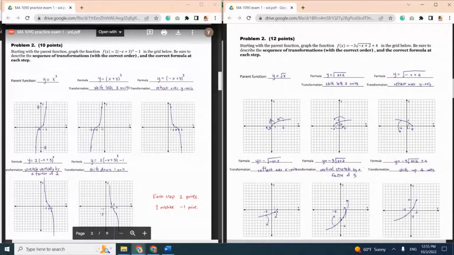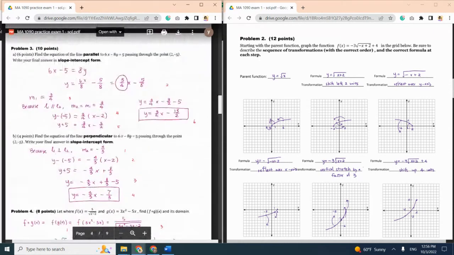We follow the order. What's the first one? Shift left or right. Second one, we reflect over the y-axis. The third one, we reflect over the x-axis. And vertical stretch, right? The last one, shift up and down. So that's the order of transformations.